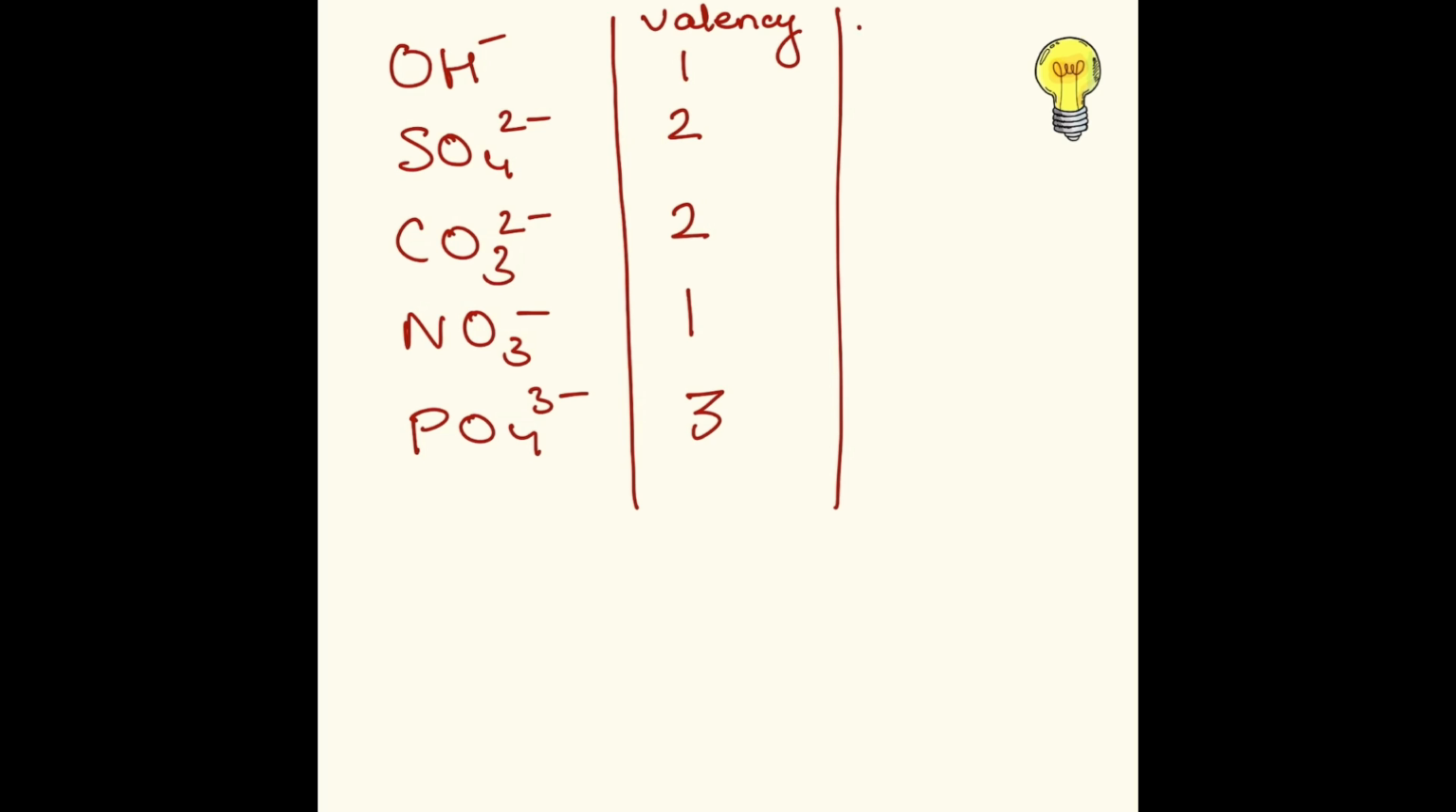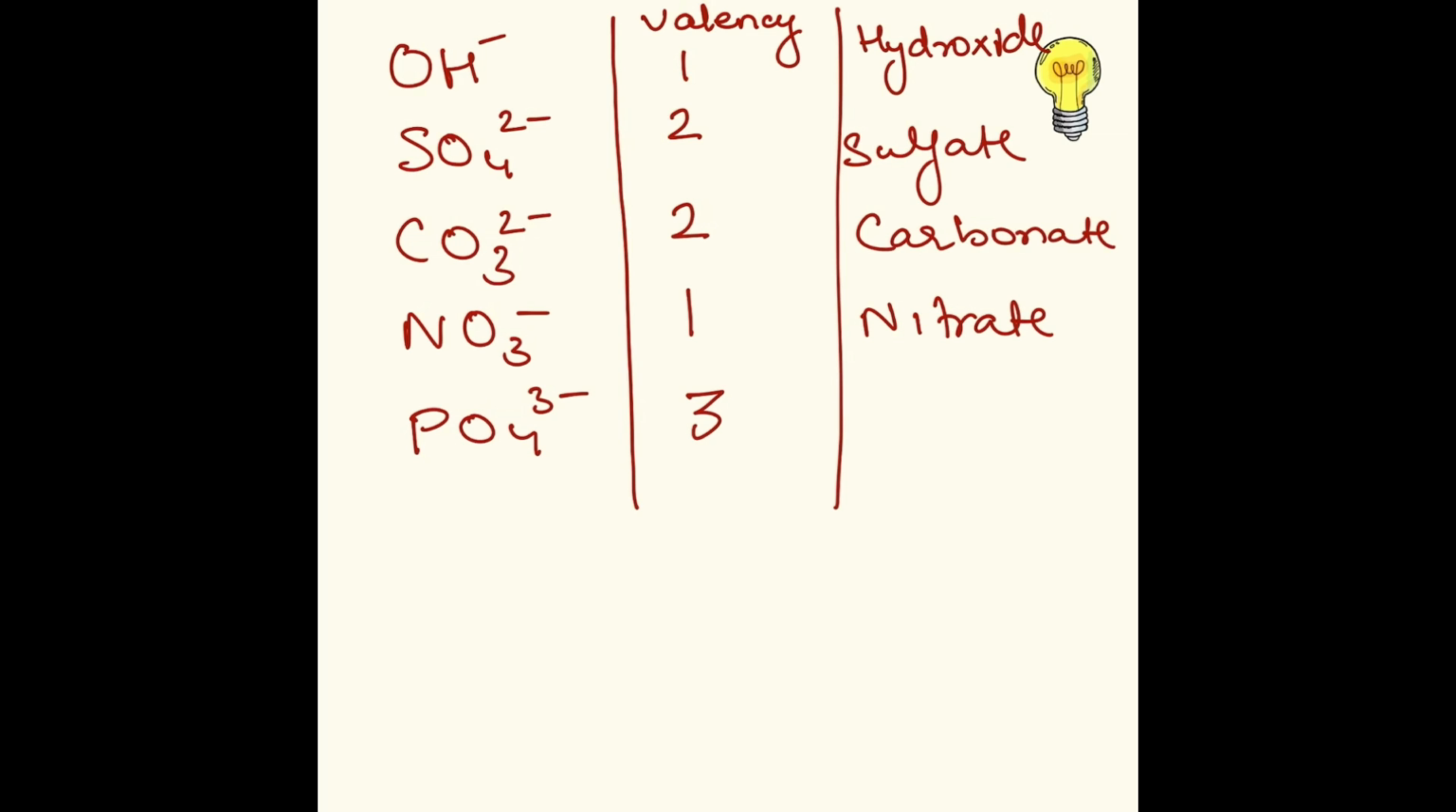And this is hydroxide, this is sulfate, this is carbonate, this is nitrate, and phosphate. You need to at least get used to these group ions. You won't find these in the periodic table. You have to learn them.